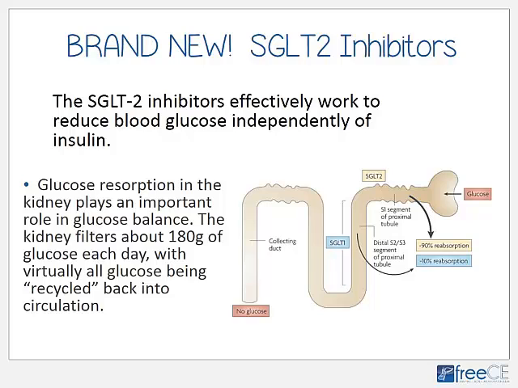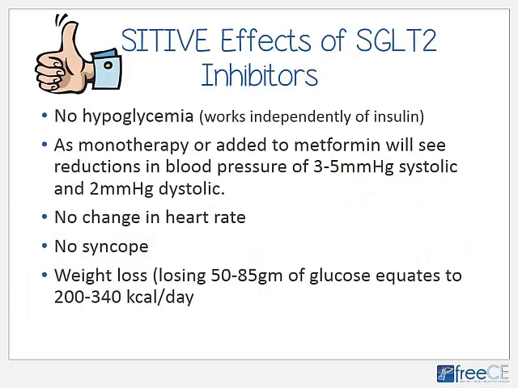Sugar in the urine is bad. And this is a re-education, especially for me too, to learn that now sugar in the urine is a good thing. And the SGLT2 inhibitors help us to remove that sugar via the urine. The positive effects of the SGLT2 inhibitors: we have no hypoglycemia because, again, it works independently of insulin.